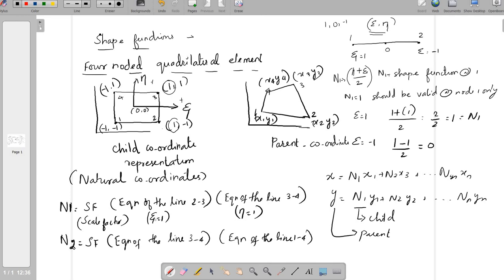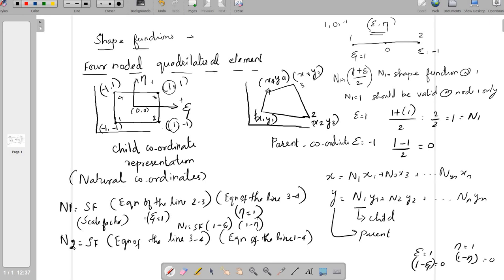So how can you get an equation from this? Epsilon equal to 1 means you can write 1 minus epsilon equal to 0. It is one of the equations. If it is eta equal to 1, it is 1 minus eta equal to 0. It is another equation. So you can write N1 equal to scale factor times (1 minus epsilon) times (1 minus eta).